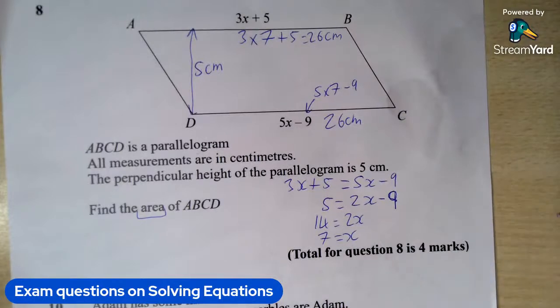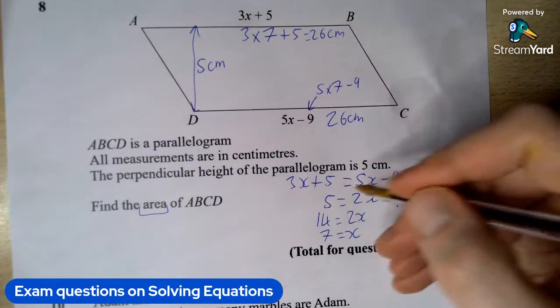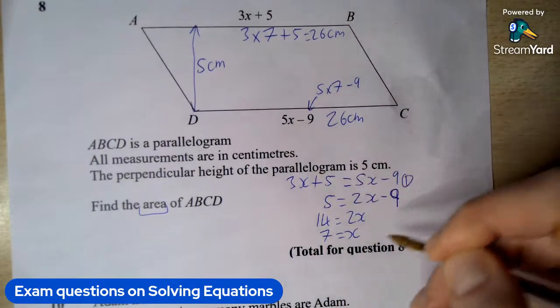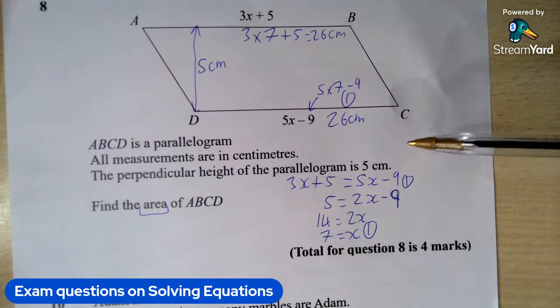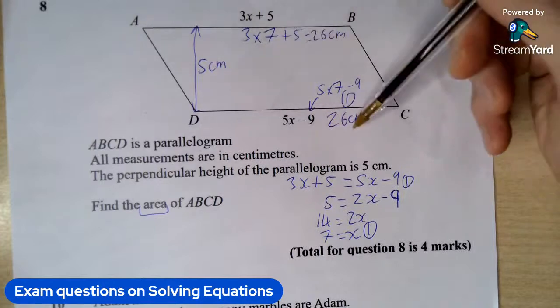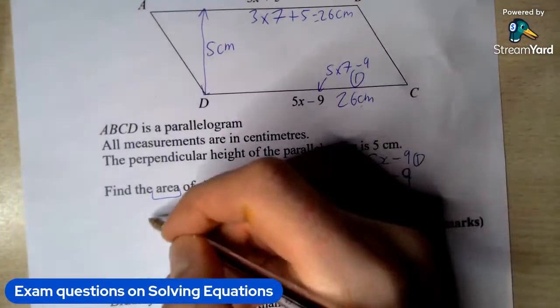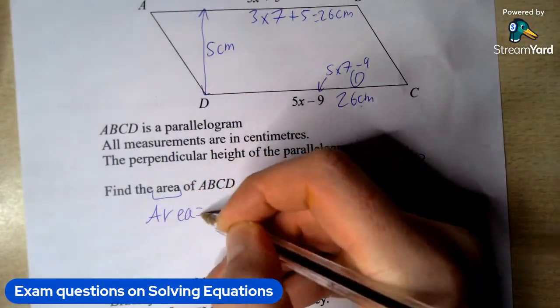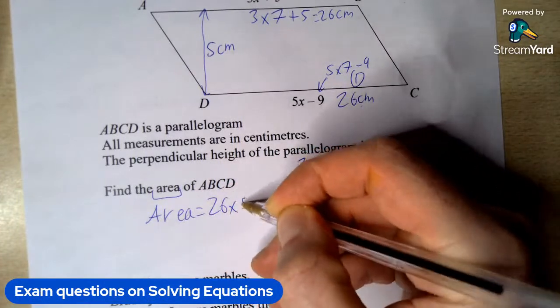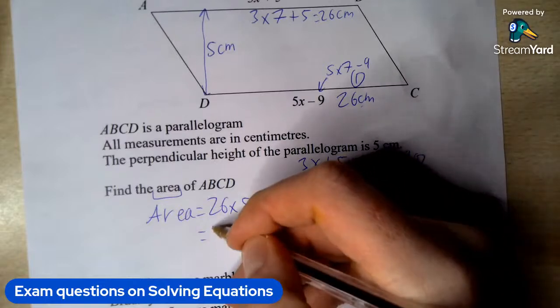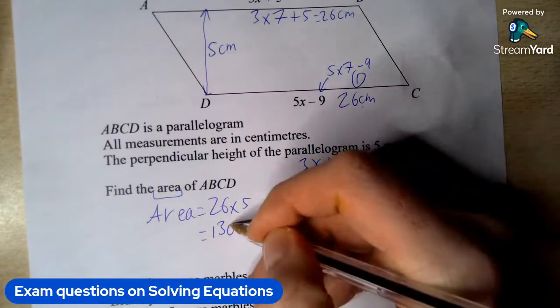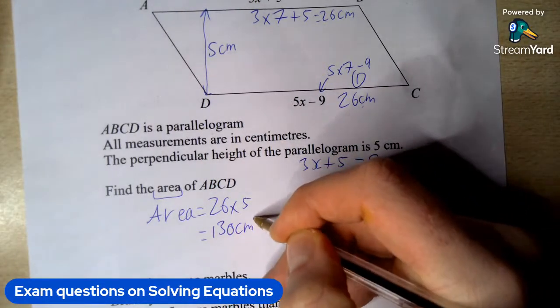Now, area. So now you've probably got 3 marks for doing all this. First, you'll get a mark for this. Then you'll get a mark for working that out, and you'll get a mark for 26. To get a final mark, you'll then have to work out the area. So 26 multiplied by 5. So area equals 26 times 5. And that equals 130 centimeters squared.